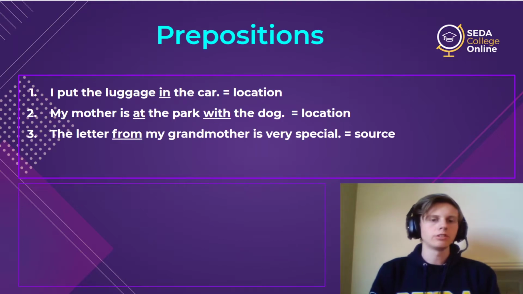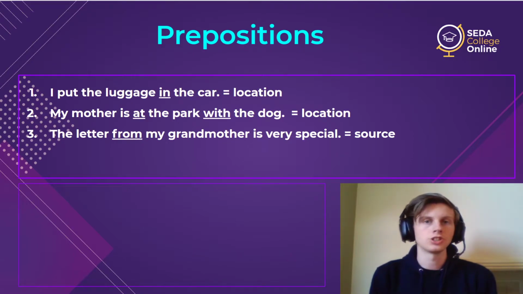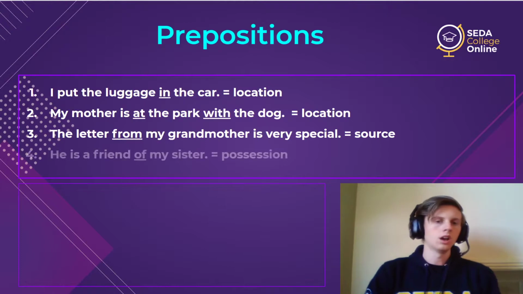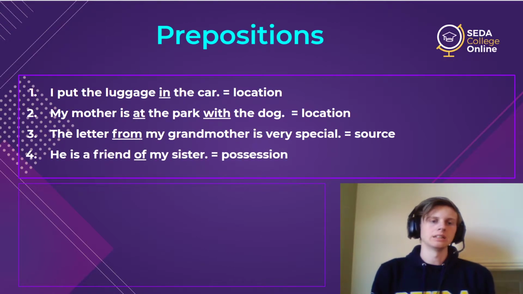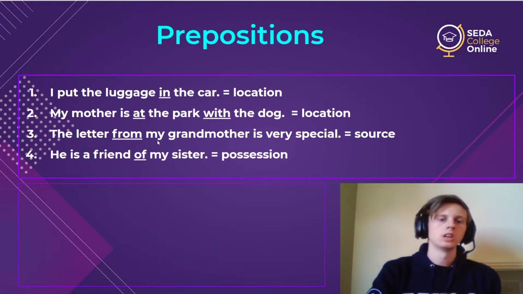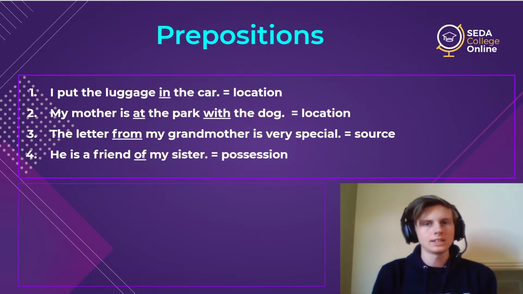Another one: the letter from my grandmother is very special. Well, prepositions aren't always location, they're not always direction. They can also show relationships like the source of something. So, where does one thing come from? In this case, the letter is from my grandmother. My grandmother is the source. She created the letter. Or they can show possession. He is a friend of my sister. So here I'm using friend and I want to connect it to sister, so I use of to show possession.